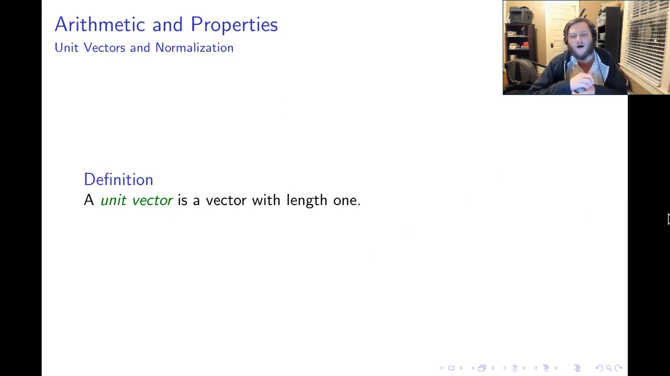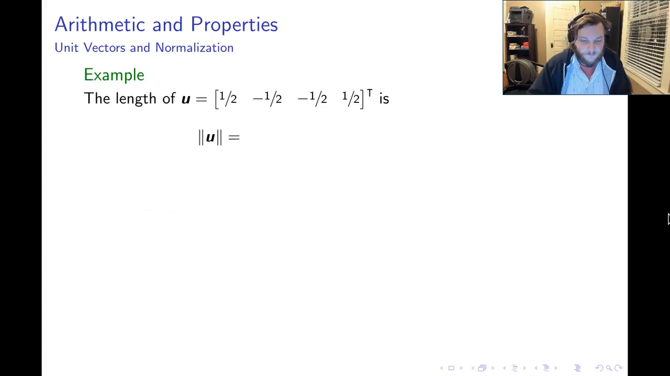Our next adjective that I'd like to cover in terms of vectors is the concept of a unit vector. These will play enormously crucial roles later in the course. So a unit vector is a vector whose length is equal to 1. So here's our first example of a unit vector.